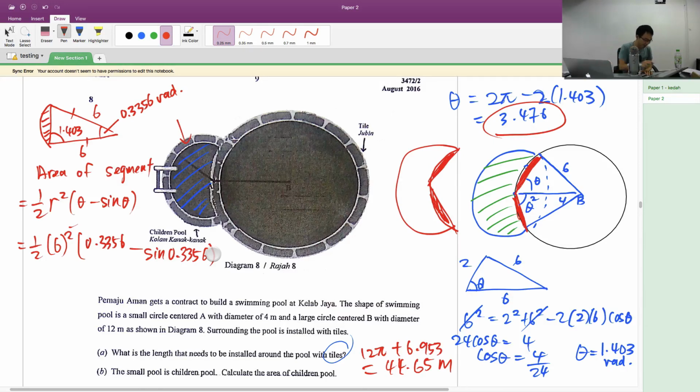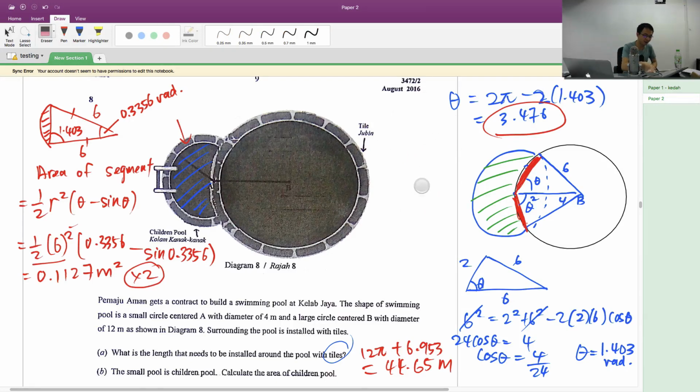And then this one is 36 divide 2 is 18. Multiply 18. So the area there is 0.1127 meter square. And then we have both, right? We have 2. So later, I will need to multiply 2 for this one. Later, alright? So now, I want to find the area of sector. Okay, so I want to find the sector just now. We already got this angle, which I think we just get it here, which is this one.